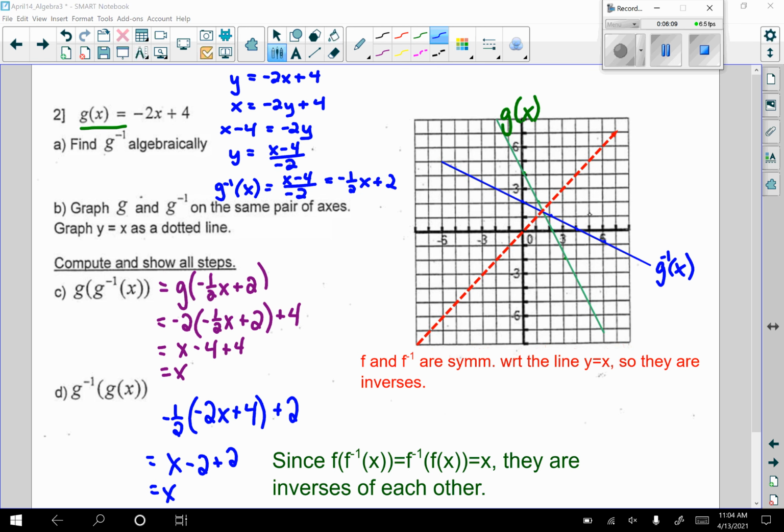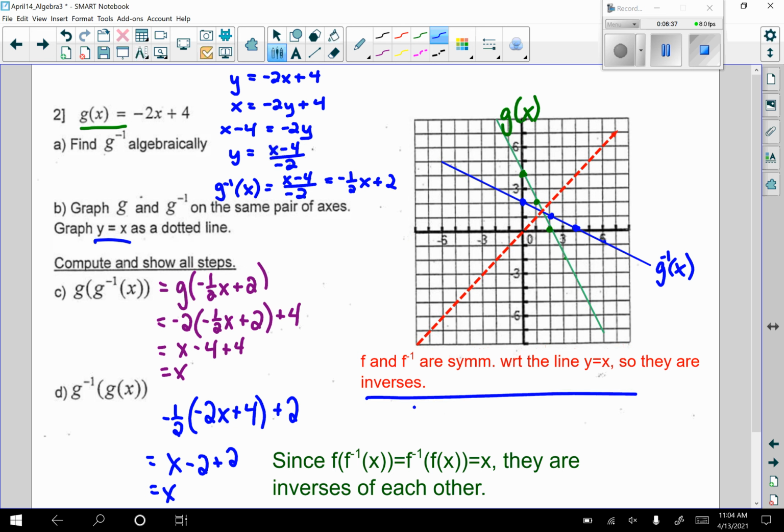And that's what we have graphed off to the side for part B. So here's g in green. We have a negative 2x plus 4, so that means our y-intercept is at 4. We go down 2 over 1, down 2 over 1, and so forth. And then the inverse of g of x is negative 1/2 x plus 2, so here's our y-intercept. We go down 1 over 2, down 1 over 2. Now get used to writing this out. We also want to graph the line y equals x. That's that red dashed line here.